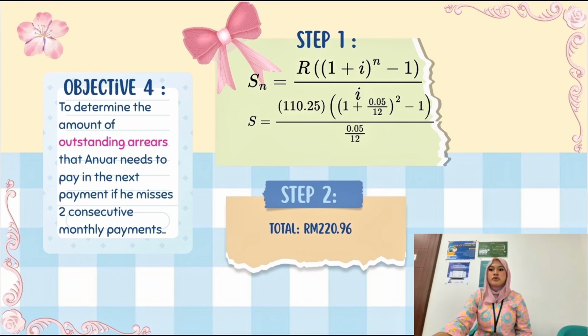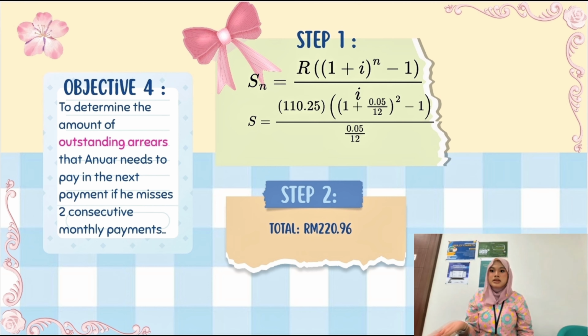So now, let's move on to objective 4. In this scenario, we want to determine the total amount of outstanding arrears that Anwar needs to pay if he accidentally missed 2 consecutive monthly payments. Unlike the previous slide, when someone misses payments, that money will accumulate interest into the future. Therefore, we must use the future value formula instead of the present value. So let's look at step 1.